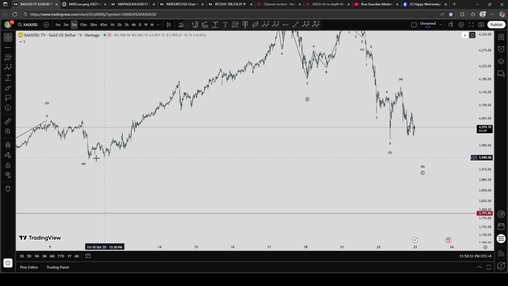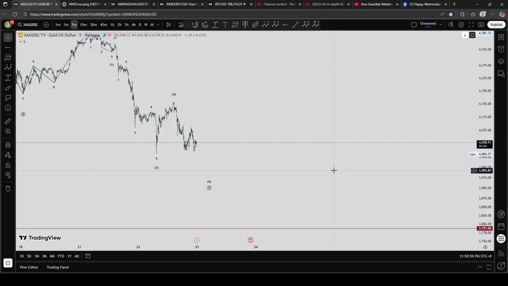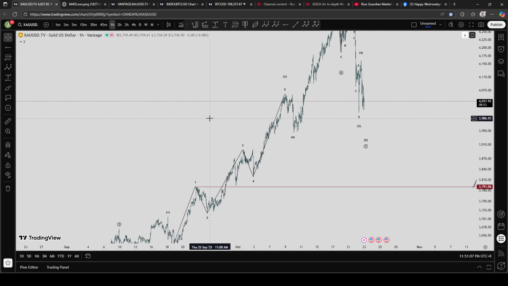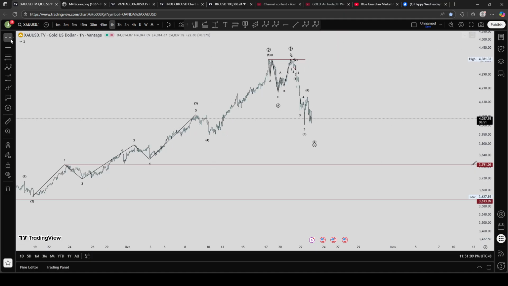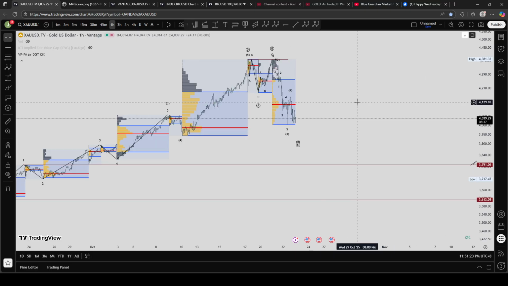is in confluence with the current Elliott wave counts, or find a supply that is in confluence with the Elliott wave counts. Or if you are a volume profile trader, for example, you can just change the time frame and then probably add a volume profile indicator. In my case, I'm using this one, and here is the possible point in the 1 hour time frame based on the volume profile.